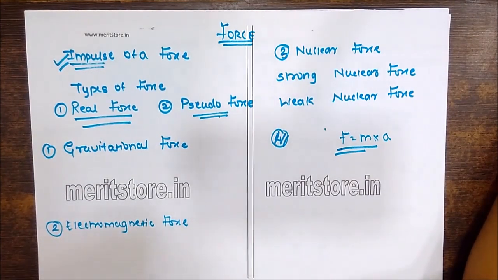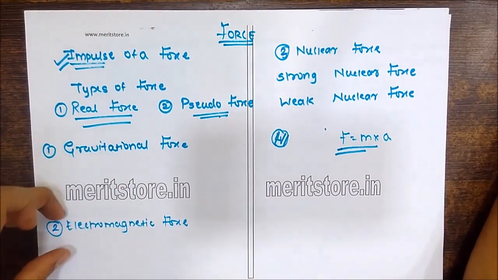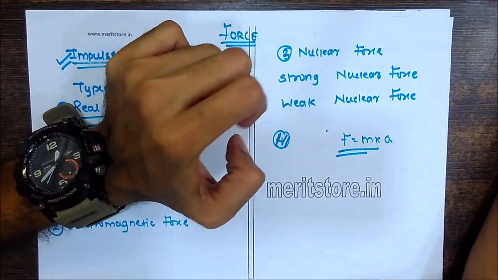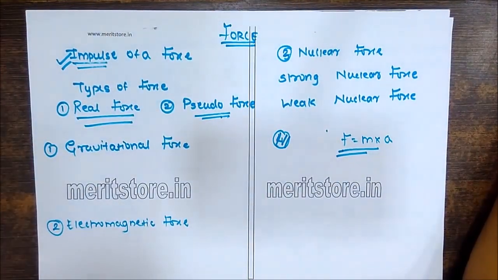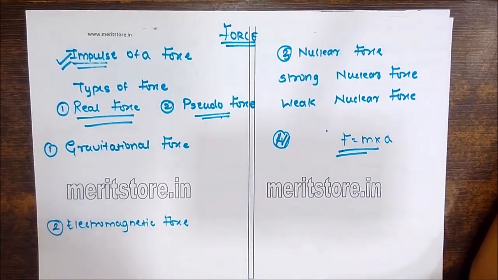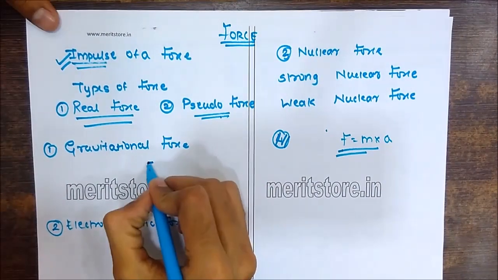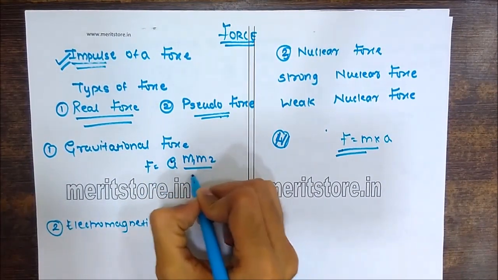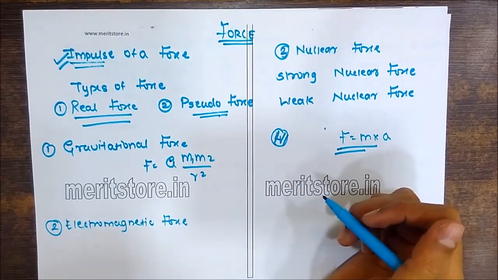Now, there are certain types of real forces. Those are gravitational force, electromagnetic force, and nuclear force. In the nuclear force we have two types: strong nuclear force and weak nuclear force. Gravitational force, as we all know, is the force of gravity, where every particle attracts every other particle with a force F equals G m1 m2 upon r squared, where G is the gravitational constant.